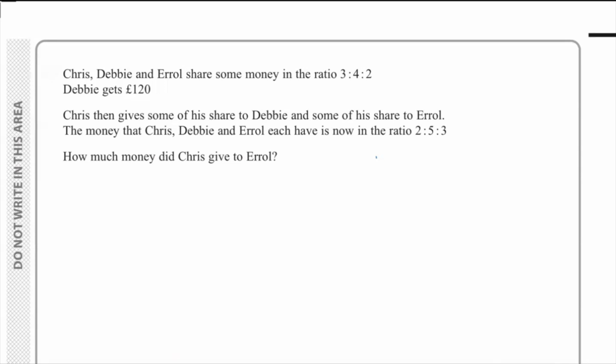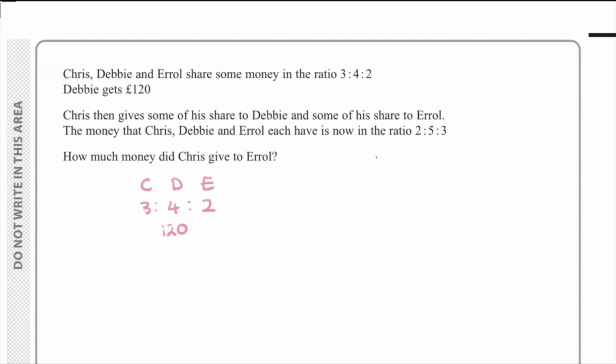Okay, so we've got quite a lot happening in this ratio question. Again, it's all about breaking it down step by step. If you do that, the chances are high that you will get the first mark. So we've got Chris, Debbie, and Errol, 3:4:2. So I've taken that entire sentence and I've just coded it up in ratio. We're being told that Debbie gets 120. So in Debbie's column, we're going to pop 120. That is enough to tell me what everybody else gets.